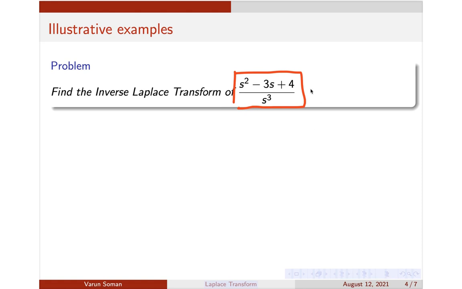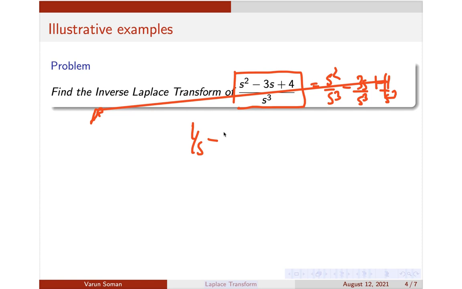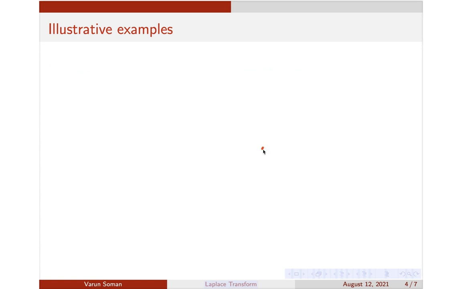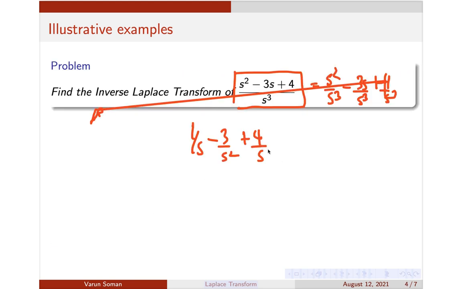So that will be s square by s cube minus 3s by s cube plus 4 by s cube. What is it? 1 by s minus 3 by s square plus 4 by s cube. Now can you find the inverse transform? It's a very simple thing. It is simply 1 minus 3t plus 4t square by 2 factorial.